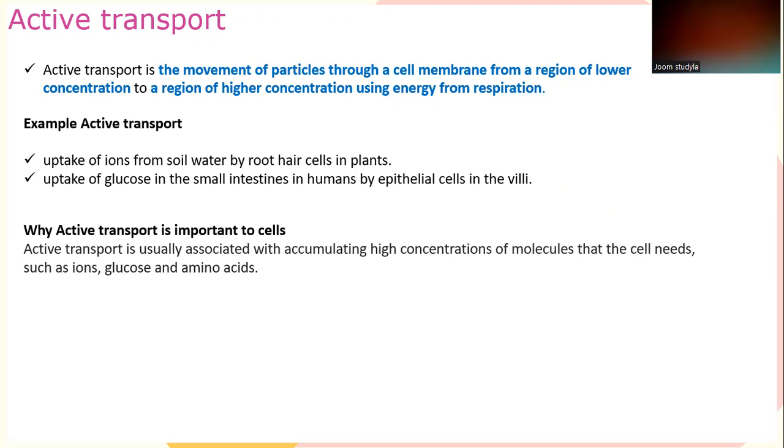Why is active transport important to the cell? Because active transport is usually associated with accumulating a high concentration of molecules that the cells need, such as iron, glucose, and amino acids. This is proven by the examples given above for plants as well as humans.